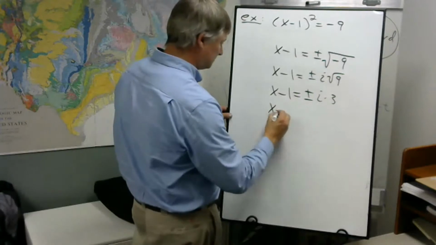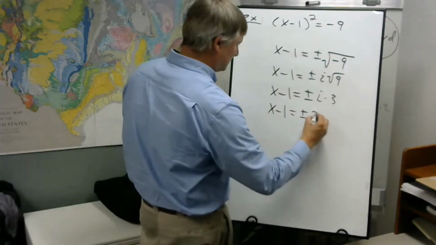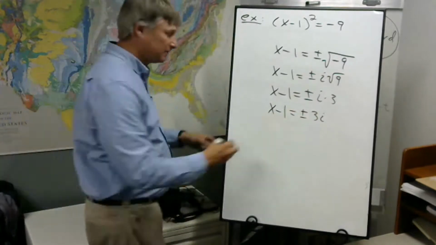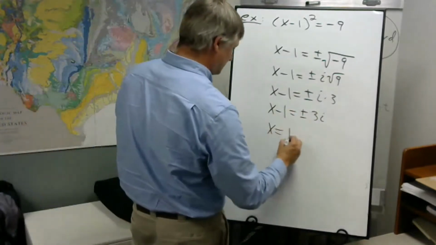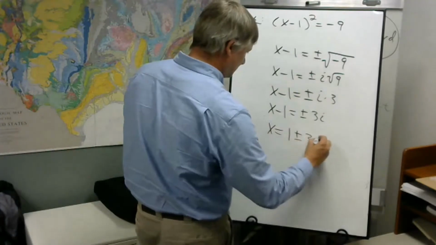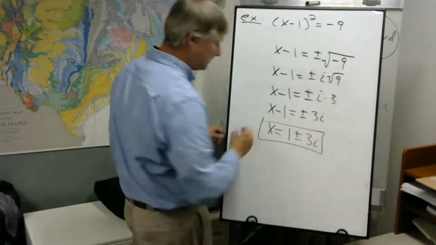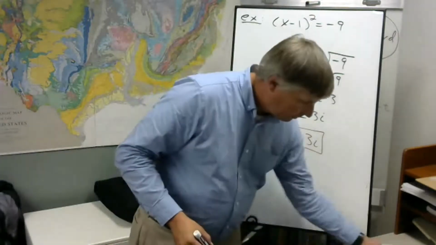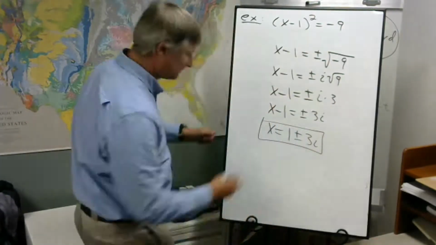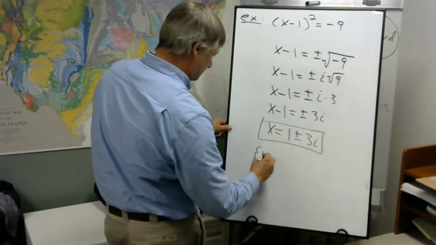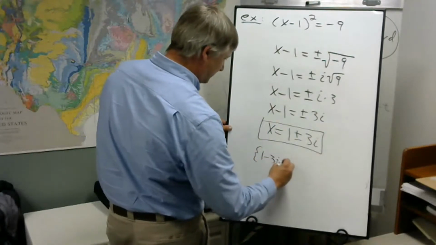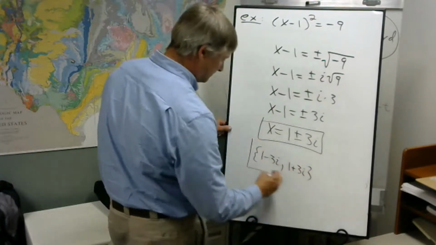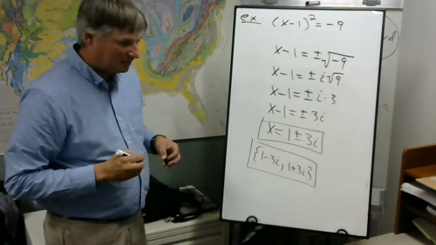Or plus or minus 3i. And now we can add 1 to both sides. And that's going to be our answer. So what that's going to entail is one answer is 1 minus 3i, and the other is 1 plus 3i. And that's it.